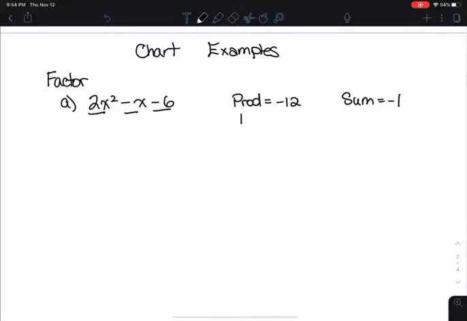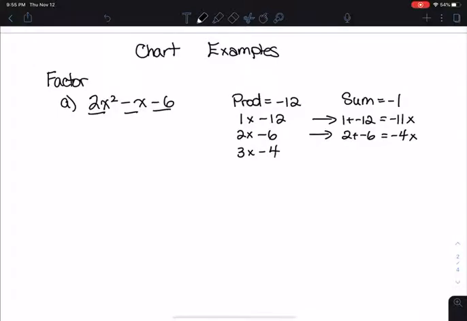So I'll start with 1 times negative 12, and look at the sum of that. 1 plus negative 12 is negative 11. It doesn't work. I want negative 1. 2 times negative 6. Add those together. 2 plus negative 6 is negative 4. That's not what I want. 3 times negative 4. Add those together. 3 plus negative 4 is negative 1. Check, that's what I want. So those are my numbers. Numbers are 3 and negative 4.